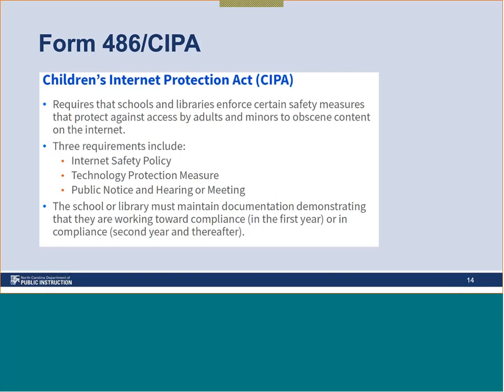So just a little background on CIPA. It requires that you, as a school or library, enforce certain safety measures that protect your students and your adults, actually, and minors to obscene content on the internet. And there's those 3 requirements as well that we just showed you, the policy, protection, and public notice. So the 3 Ps, I guess, if you want to call it that. The school or library must maintain documentation demonstrating that they are working toward compliance in the first year or that they are in compliance. So that's a big thing we want to stress to you, is that you have to be able to prove that you are abiding and you are compliant with CIPA, and you do that in the form of big time documentation.